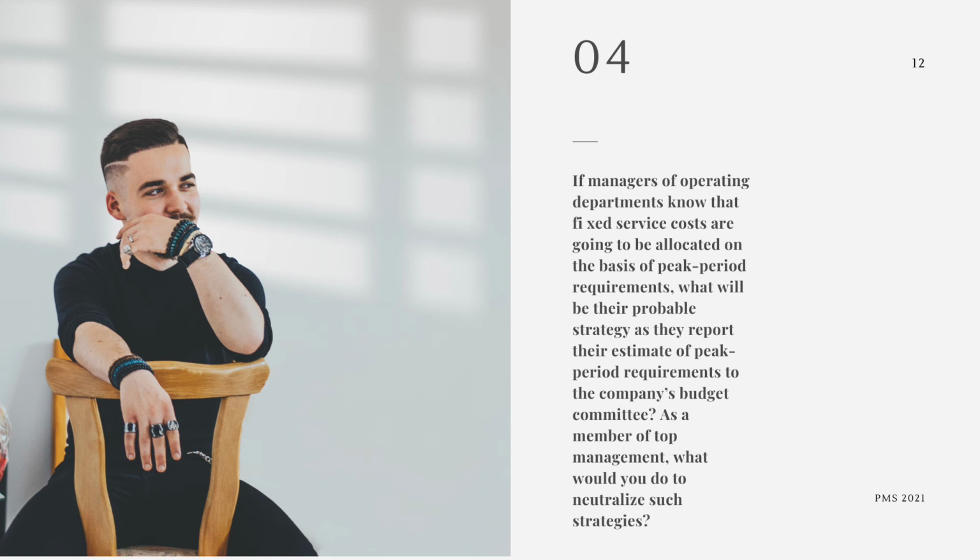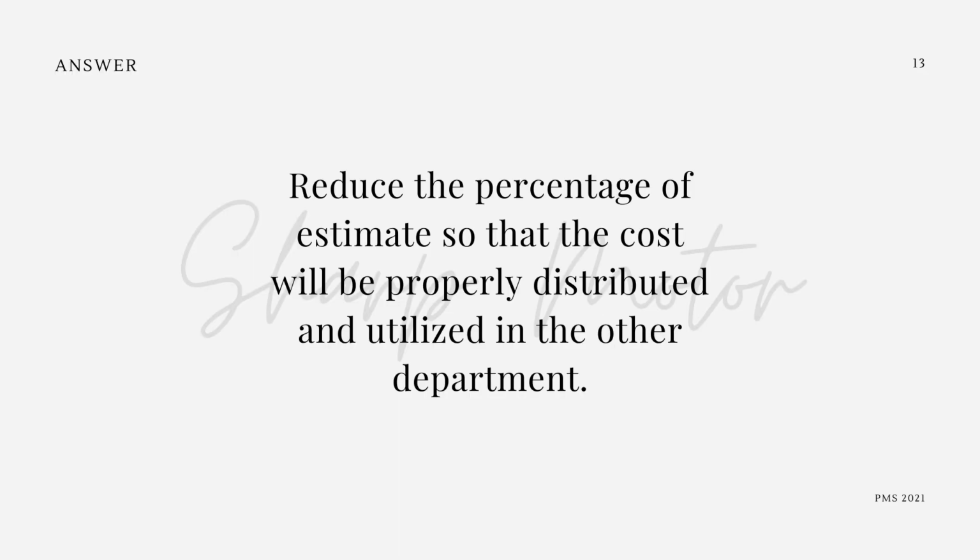Now for the last requirement, we're given a situation wherein we are to assume that we are a member of the top management, and we are asked how we will neutralize such strategies regarding the estimation of peak period budget. As for me, one of the solutions that I could think of is to reduce the percentage of estimate so that the cost will be properly distributed and utilized in the other departments, especially when the estimated cost is not attained. With a decrease in the estimated cost, the top management can properly plan and utilize the remaining cost on other departments which greatly need improvement in their operations.